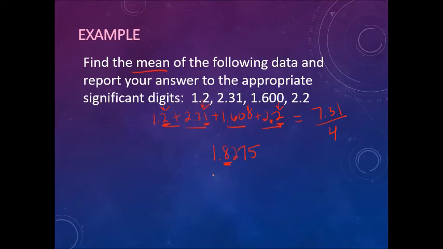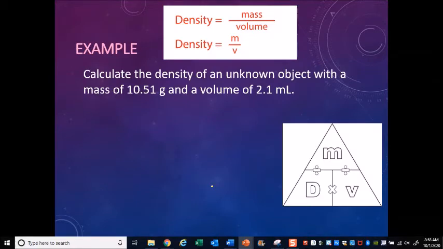No. So we're just going to leave it as 1.8. Does that make sense? This would be your final answer. Now let's do an example, and I threw in the density. Everybody remember the density equation? Woohoo! Mass over volume, hopefully you remember that's coming back to you now. I put the little triangle here, the DMV.